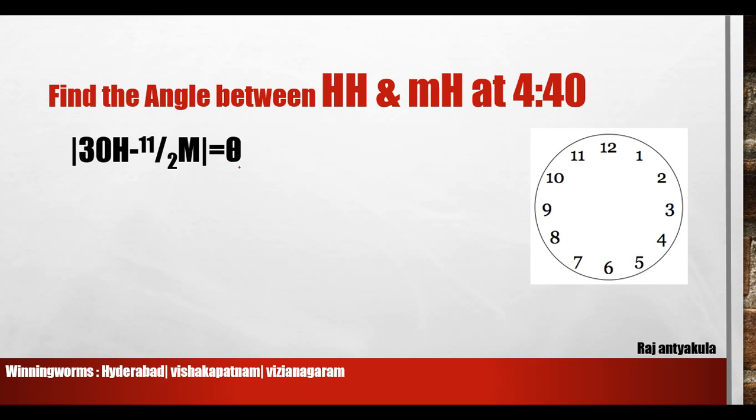Next one. Find the angle between the hour hand and minute hand at 4:40. What is the h value here? 4. So 30 into 4 minus 11 by 2 into, what is the minute value here? 40, which equals theta, which is in modulus. This is 120 minus 2 ones, 2 20s. 20 into 11, which is 220.